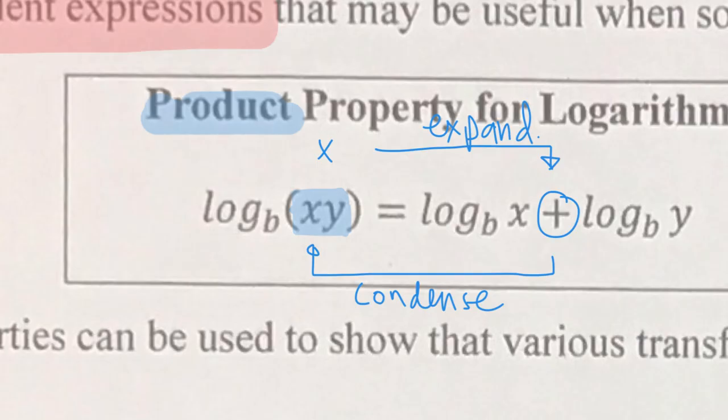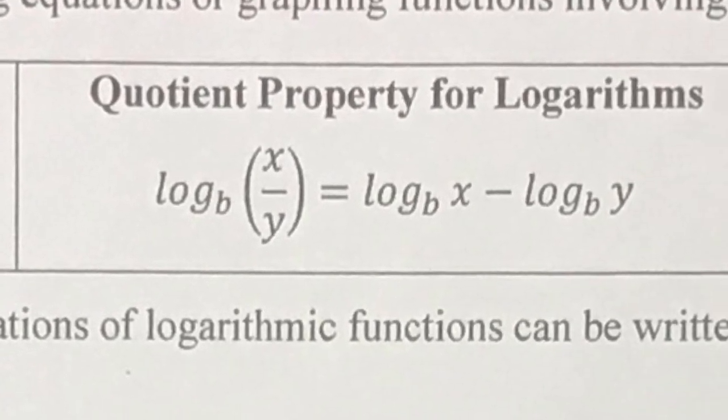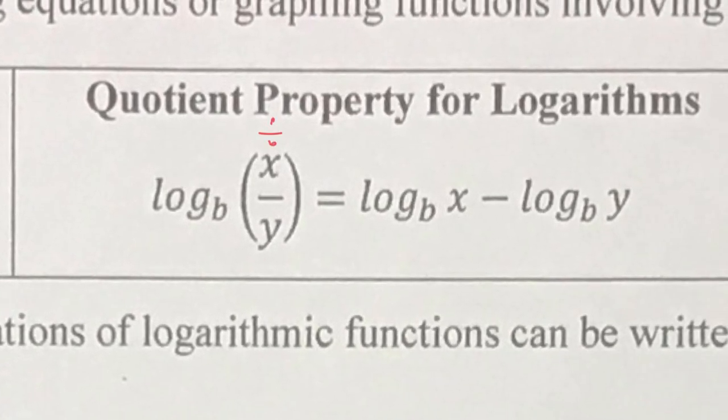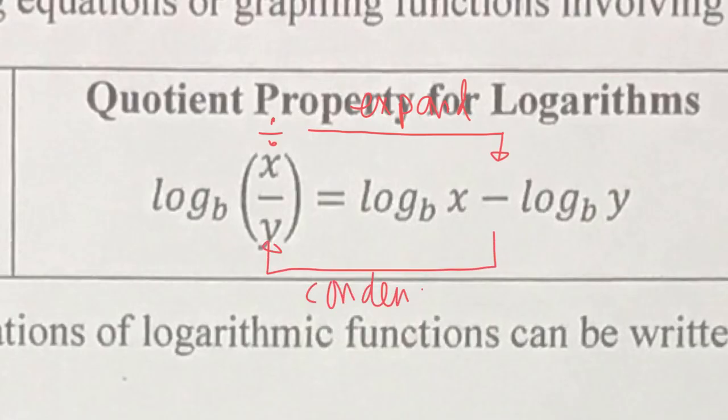We're going to be condensing when we actually solve logarithmic equations, because there are some properties that we're going to apply when we solve them. So if we have multiplication, that becomes addition of logs, and vice versa. Addition of logs becomes multiplication. And then if we have division, when we expand it becomes subtraction of logs. And then we can go backwards if we're asked to condense. We take the subtraction and change it back into division.